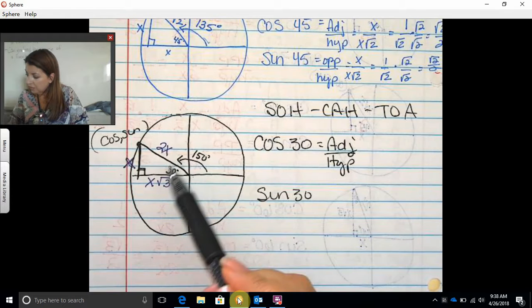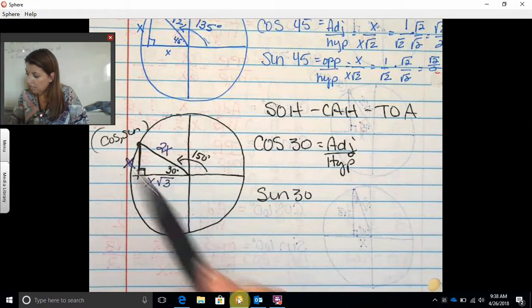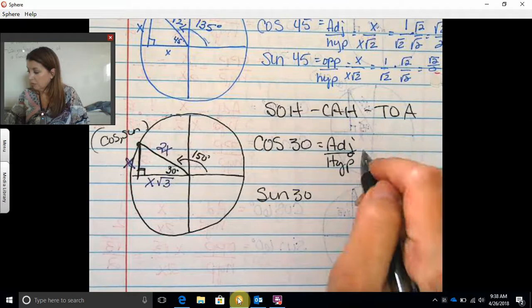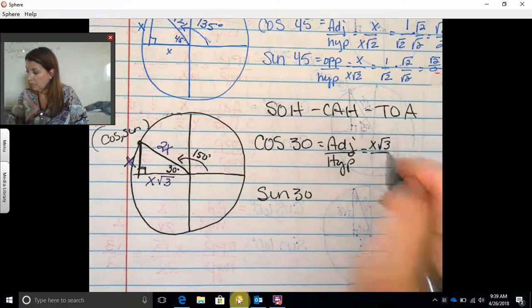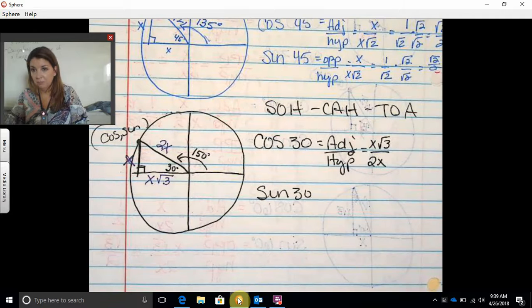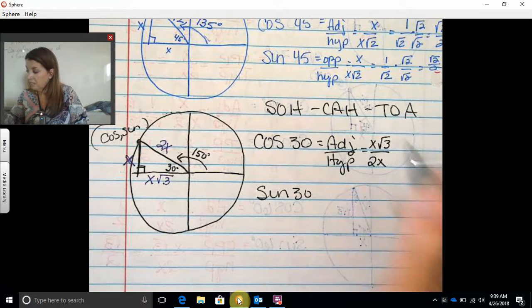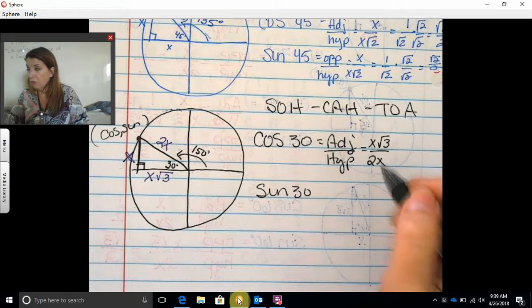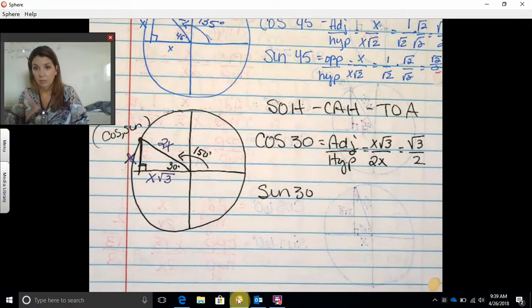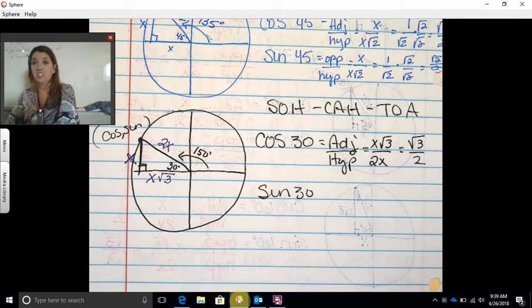So here's our 30 degree angle, that's our theta. Which one of these side lengths would be considered adjacent to the 30 degree angle? X square root 3. And the hypotenuse is 2x. Can I cancel those x's out? I actually can because they're not under the radical, and these are both monomials. So I can cancel those out, and I get the square root of 3 over 2. Can I have a radical in the numerator? Yes. It's just the denominator that you can't.